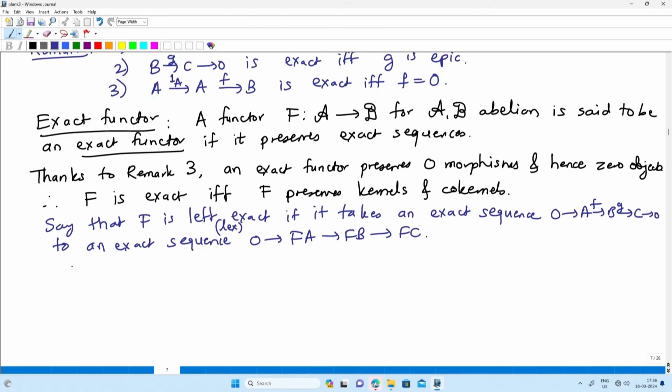So split monos and split epis are always preserved. They are absolute limits and co-limits. Therefore they are always preserved. So let me just write that.